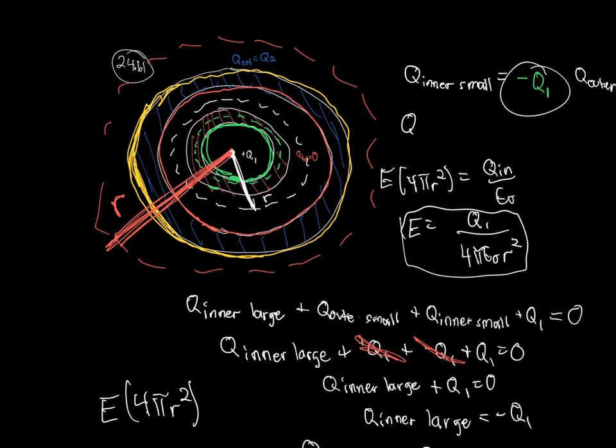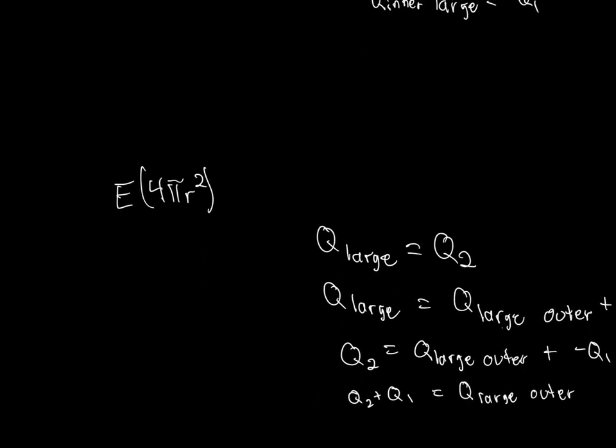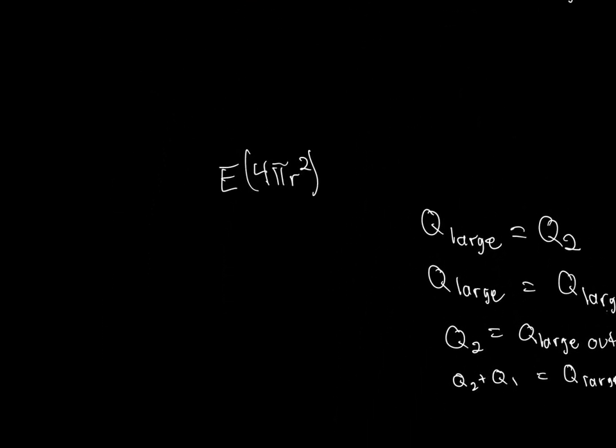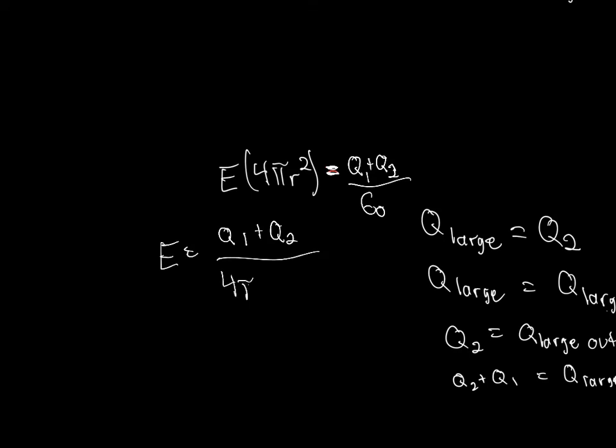So my electric field should be E times 4 pi r squared equals Q1 plus Q2 over epsilon naught, and my E is Q1 plus Q2 over 4 pi epsilon naught little r squared. And that's problem number 61. Box problem. Yeah. Any questions on this?